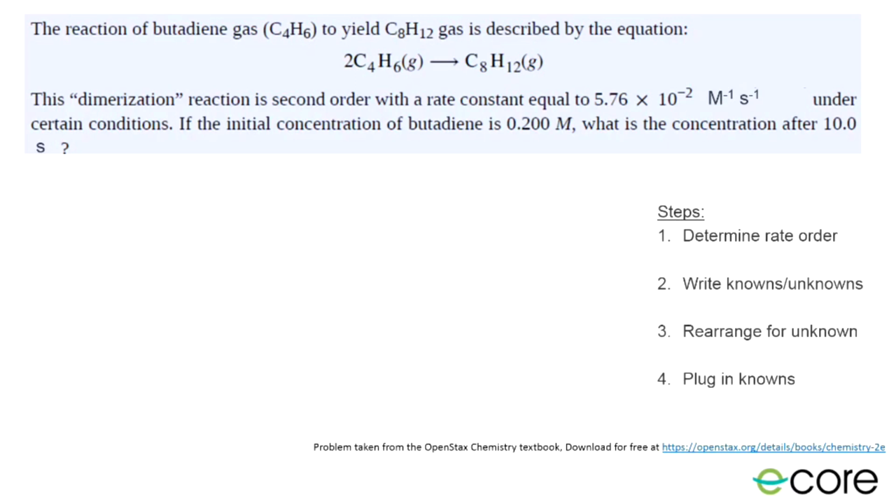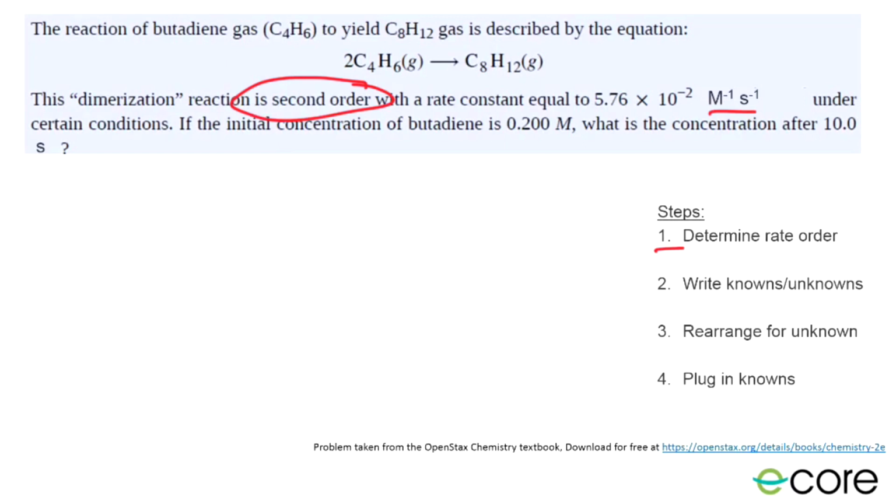Okay, so what do we do here? Well, I've broken our process down into a few steps. The first step is we need to determine the rate order. Sometimes it just straight up tells us, and that's nice. Other times it doesn't. We have to use the units on the rate constant or a graph to determine the rate order. In this case, it just says it's second order.